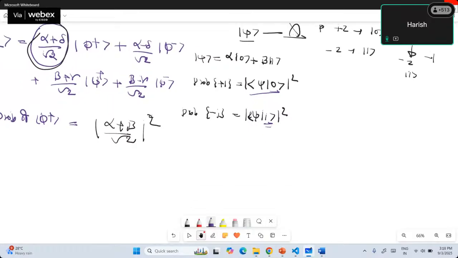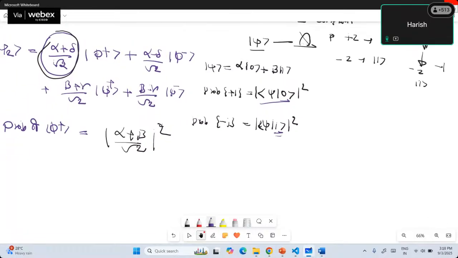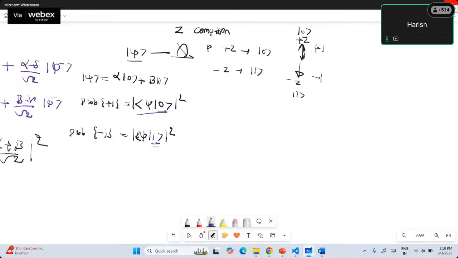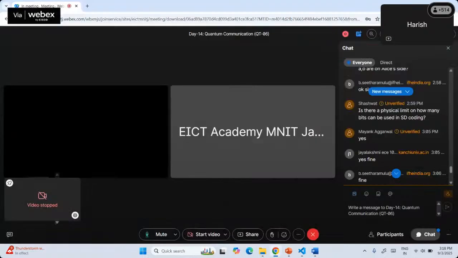Okay, so can we implement the X basis? Here we applied Z. Same thing, can we do it for the X basis? We will be coming to that.